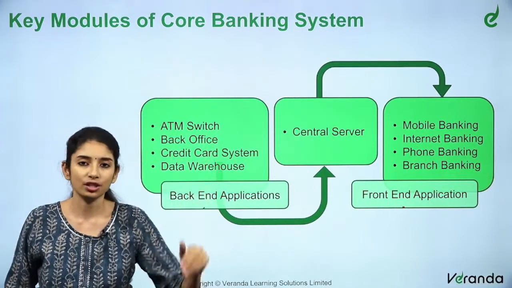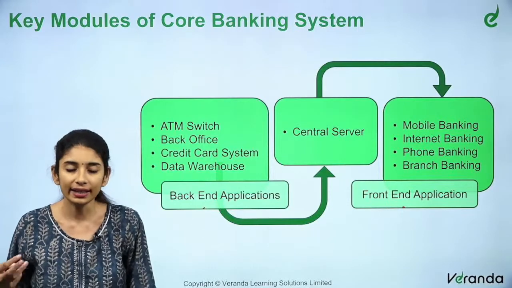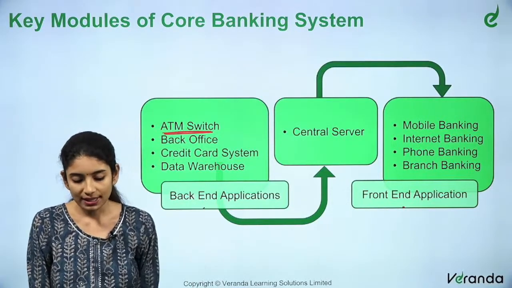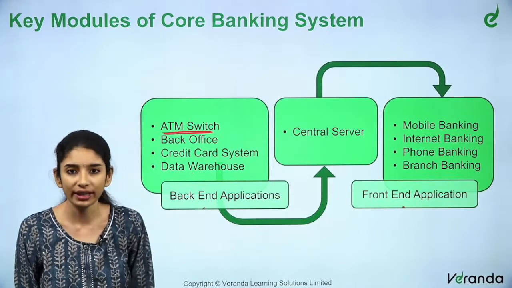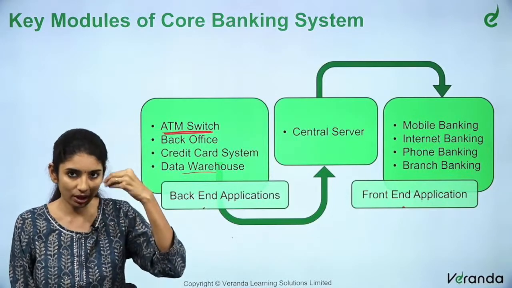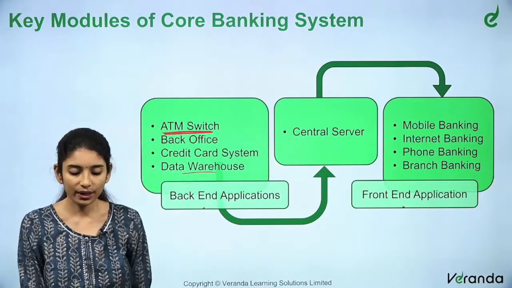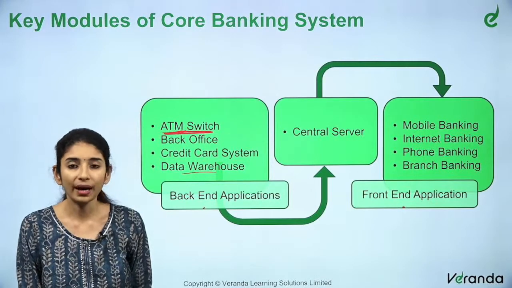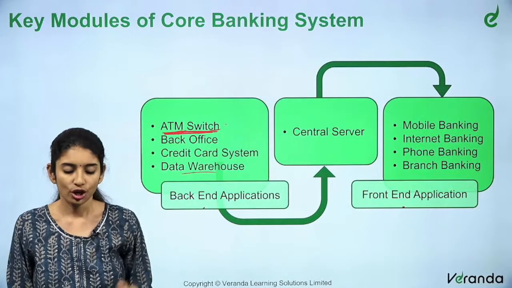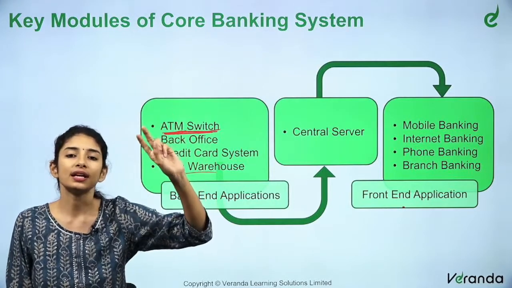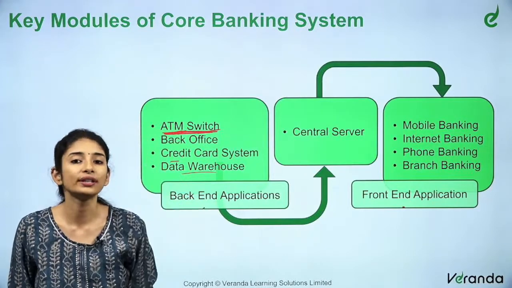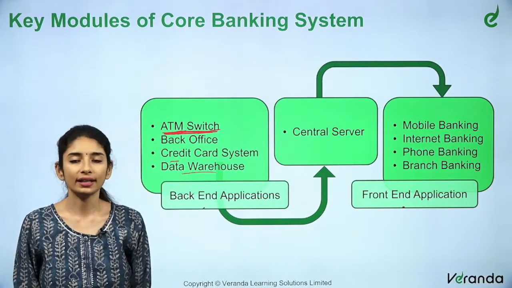In these applications, we have A, B, C, D. A stands for ATM switch, B for back office, C for credit card system, and D for data warehouse. These are the applications that the customer does not interact with directly. For example, he interacts with the ATM, but the ATM interacts with the ATM switch.